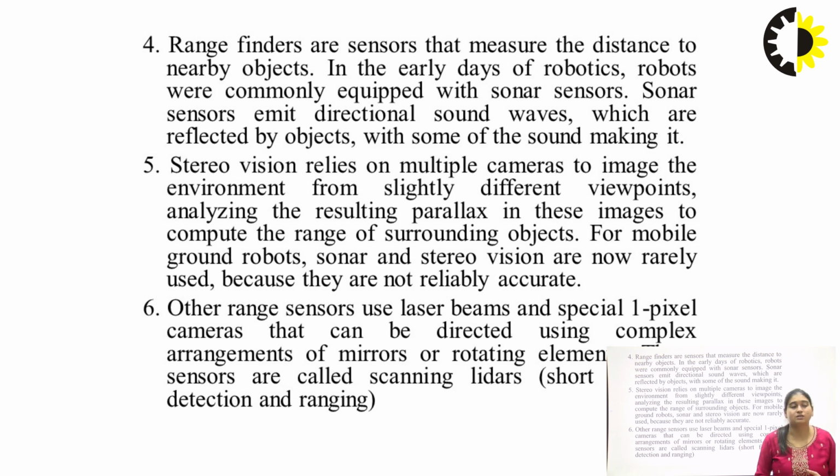Other range sensors use laser beams and special pixel cameras that can be directed using complex arrangements of mirrors or rotating elements. These sensors are known as lidars. As you may have heard, what are the lidars? Lidar stands for light detection and ranging, and such types of sensors are known as scanning lidars.